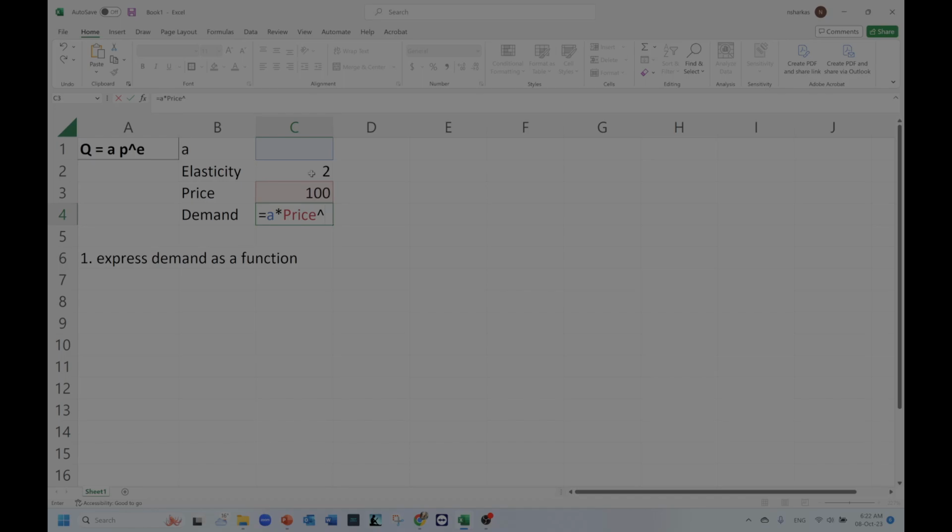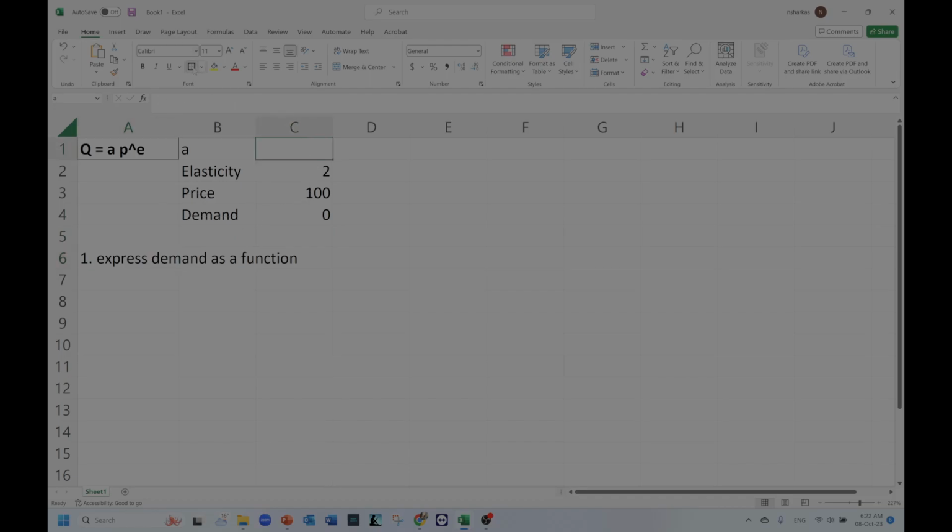That will cause a mistake. Elasticity here is 2, but here it's to the power of minus 2. So it is minus the elasticity. So this is step one, express demand as a function. All right.